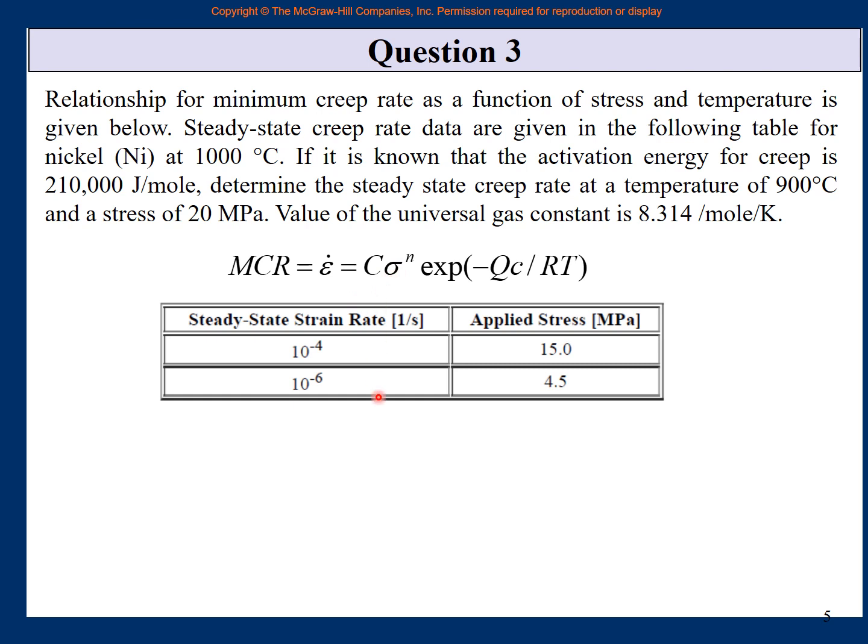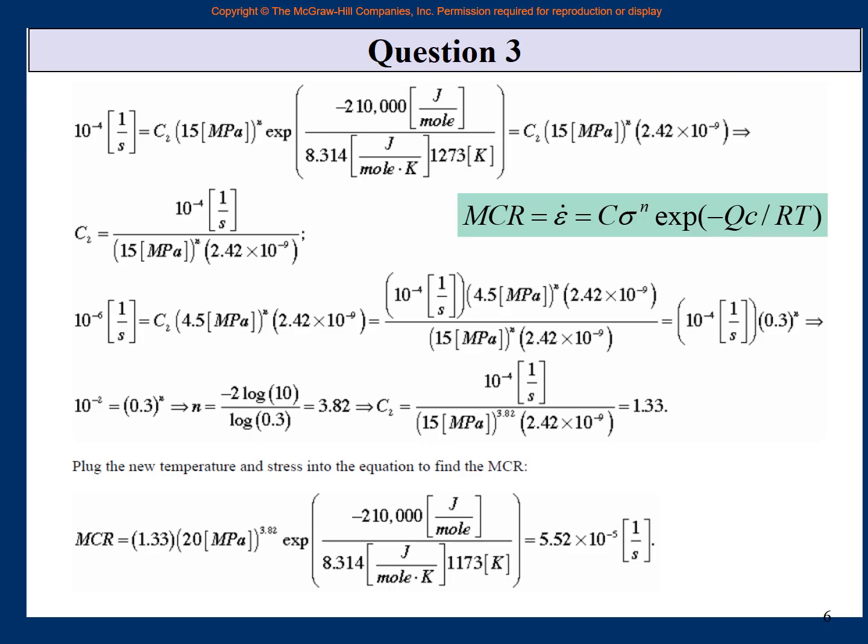Once you find them, then in the final condition the temperature is now 900, the stress is 20 megapascal, then find the strain rate. So it may take a few minutes, step by step, but there is almost nothing to it in terms of difficulty level, right? So I am just writing that this is your equation. 10 raised to minus 4 was the strain rate per second for 15 megapascal. The rest of the values are the same.